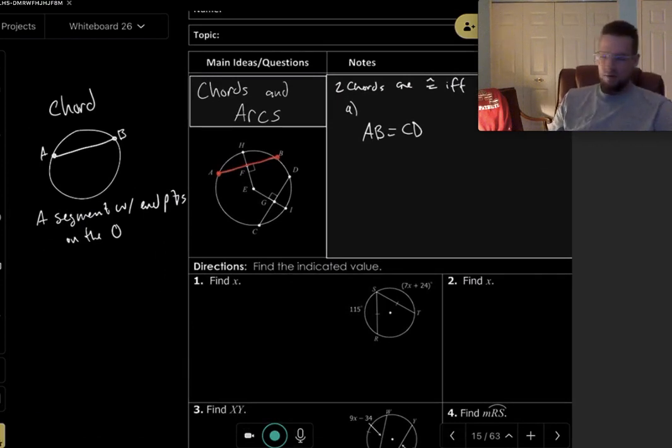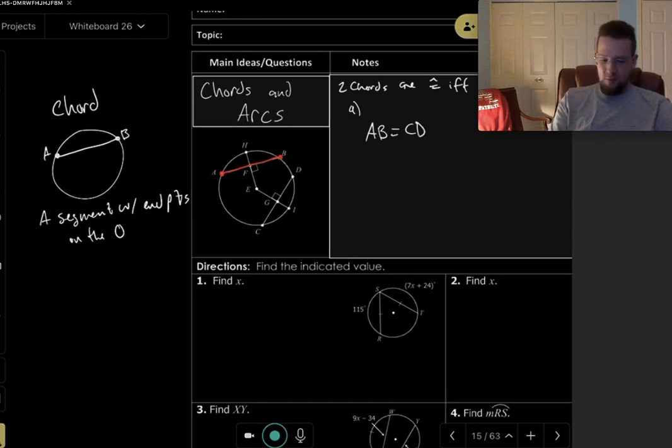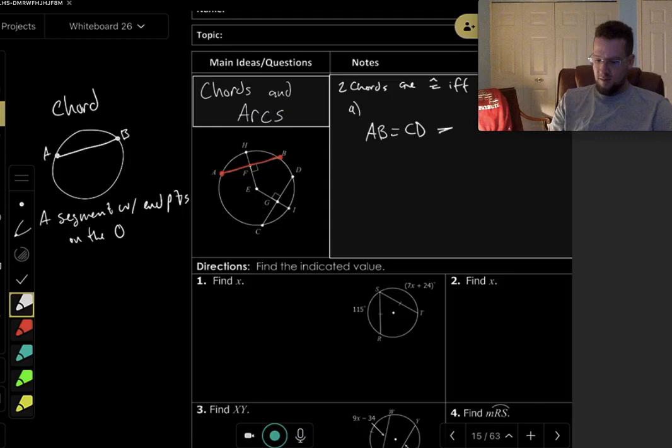Two chords can be congruent. These two segments are connecting their endpoints on the edges of the circle. So what needs to be true is that the chords will be equal if and only if, this is a biconditional statement, the measure of the arcs is the same. The measures of the arcs are equal.